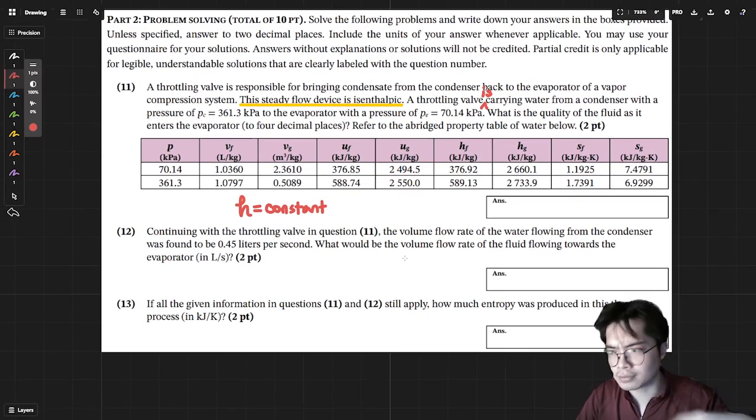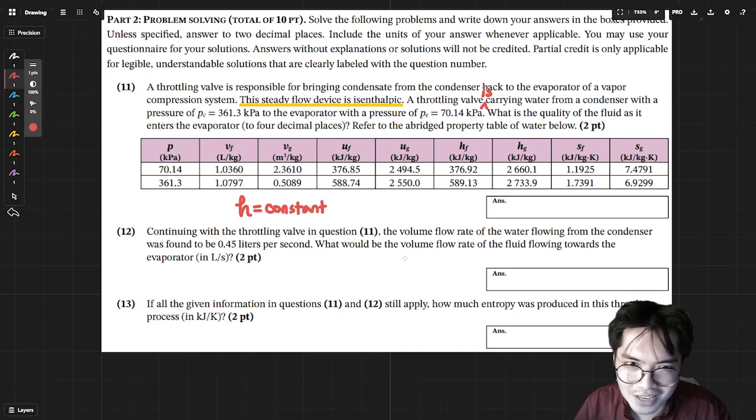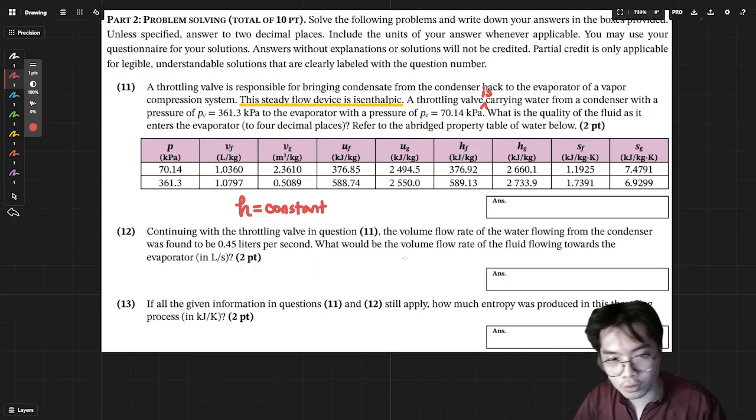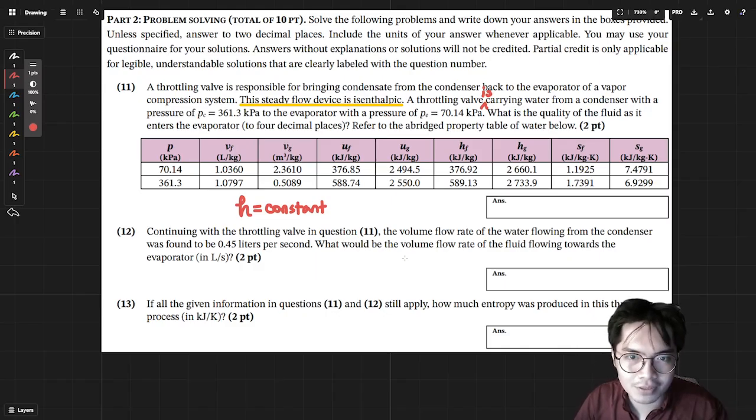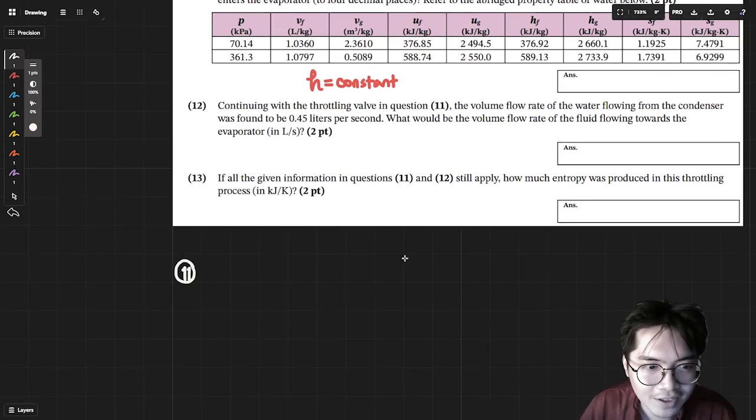Refer to the abridged property table of water below. I didn't want to make you guys bring the steam tables, or else you would have clued in that there would be a diagnostic assessment. So I just stuck this in here, right? Very, very focused. The thing about this now is that we might want to make a diagram.